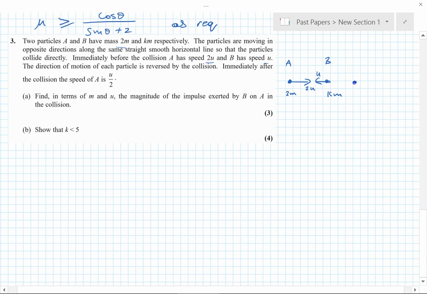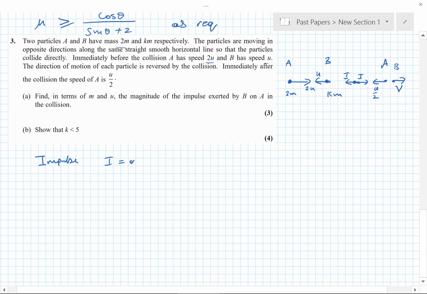Then during impact, often we like to draw the impact as well, so in the directions of the impulse of each one, you have that happening. And then afterwards we're told that they both reverse. So A becomes that, with speed u over 2, and it doesn't tell us the speed of B. I'm going to call it V, and I'm going to use that for part B. Okay, so let's move over here now. For part A, we want to use the impulse equation.